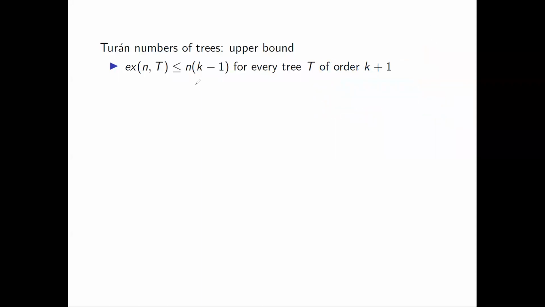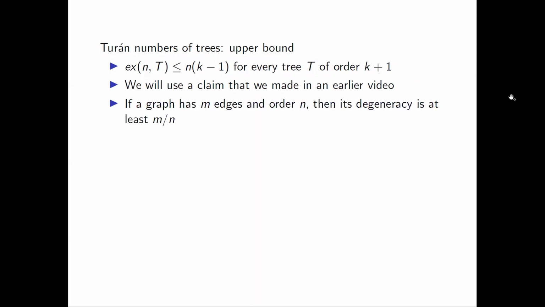So let's see how we're going to prove the general upper bound on trees. This upper bound of n times k minus 1 for trees T of order k plus 1. So we're going to use this claim that we made in one of the earlier videos, the video on graph terminology. When we were discussing degeneracy, we made this claim about the degeneracy in terms of the number of edges and the number of vertices.